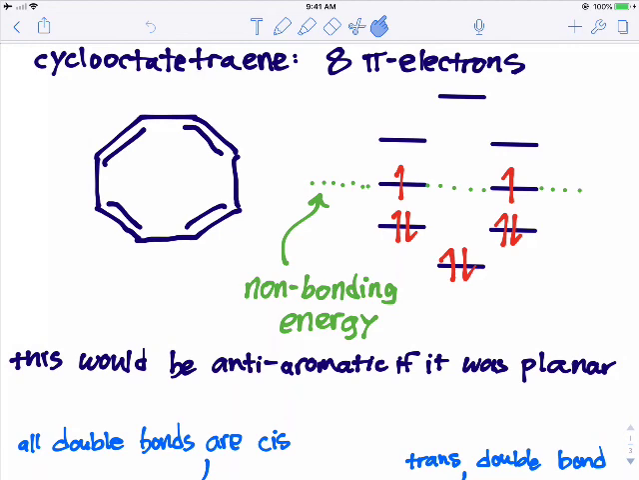Filling in those orbitals with 8 electrons, we have all 6 of the lowest orbitals paired up in their electrons, and we have the degenerate orbitals at the non-bonding line with unpaired electrons. Again, that is the trademark of an anti-aromatic molecule.